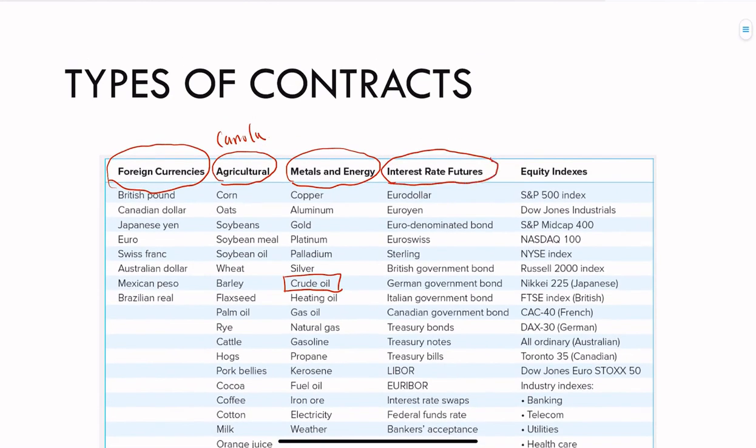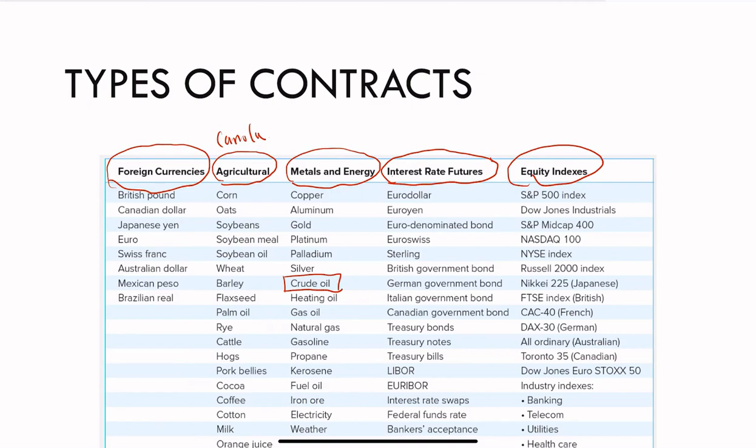Then the fourth type is interest rate futures, so you have to bet on what the interest rate is. The fifth is equity index futures. I think potentially they are maybe the most familiar type of futures to retail investors.